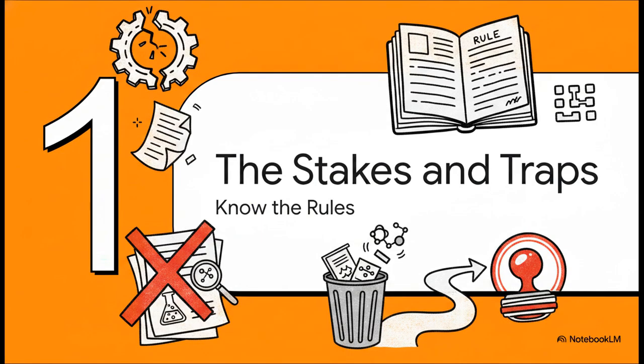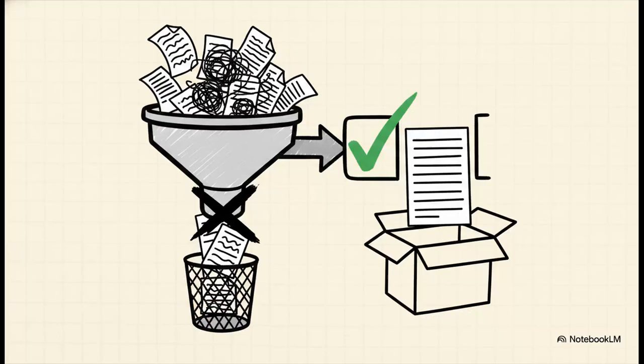All right, let's kick things off with section 1, the stakes and traps. The very first rule of scientific congresses is kinda harsh, but it's true. Your science doesn't matter if you can't follow the rules. Ignoring formatting constraints will literally get your abstract tossed out before a human even reads it.